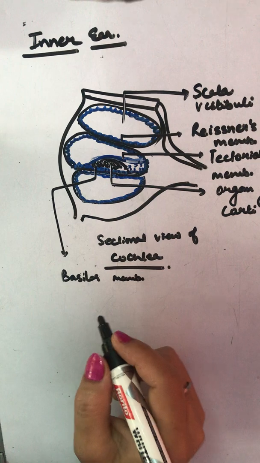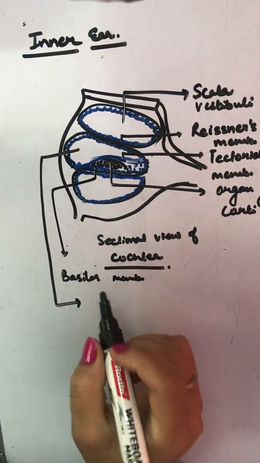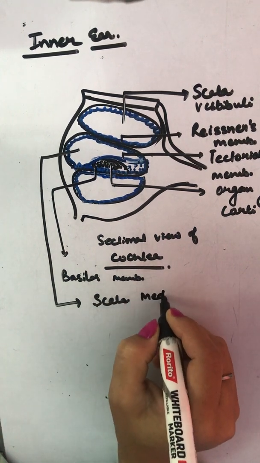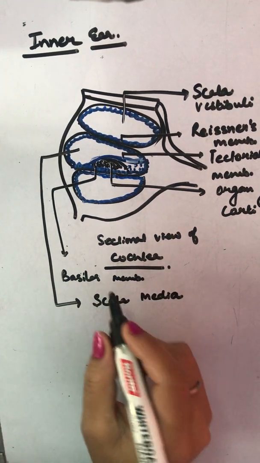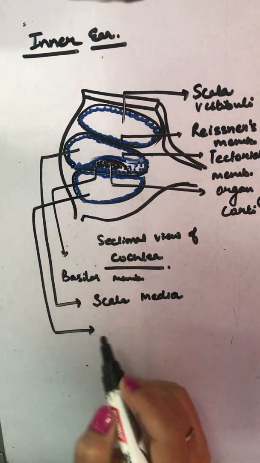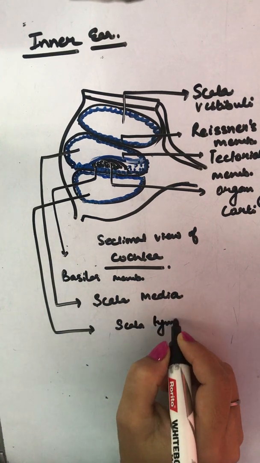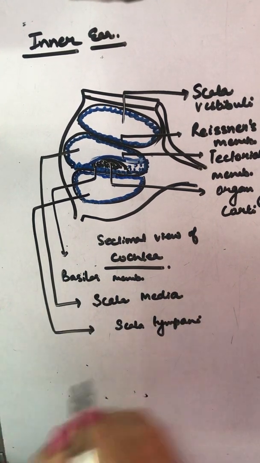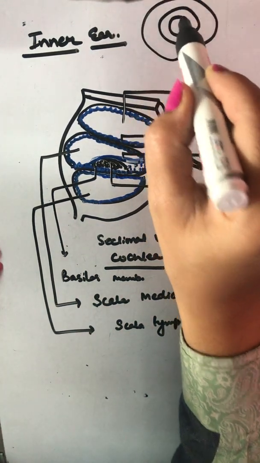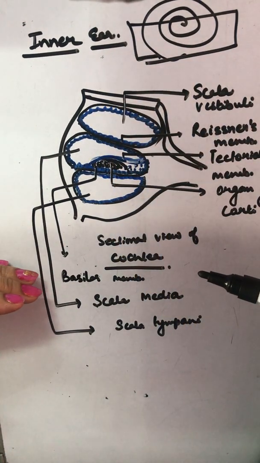Then this central region, obviously we marked it scala media, and the lower one, the third one, is scala tympani. This coiled worm-like structure, when cut in a section, shows these membranes.